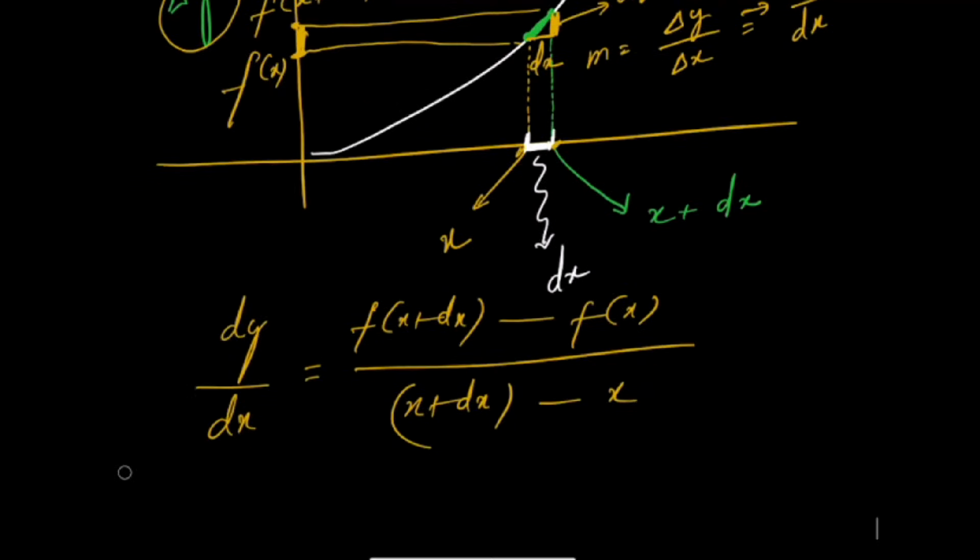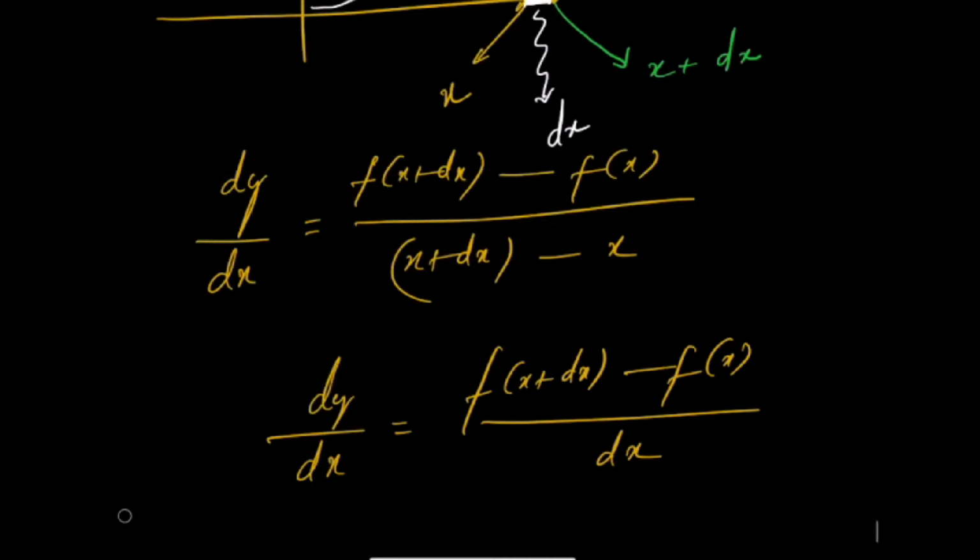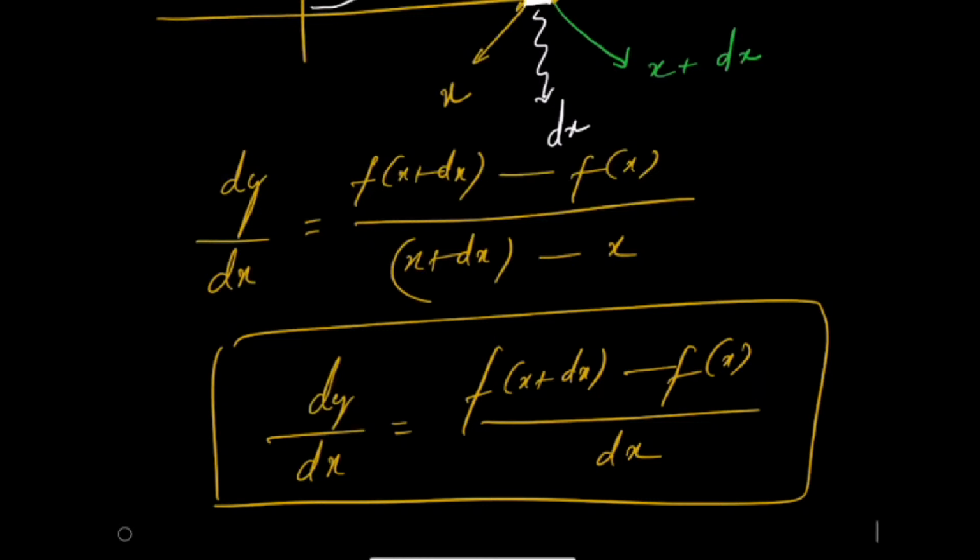So what will you get? dy by dx equals f of x plus dx minus f of x, by dx. Okay, so this is the fundamental equation for differential calculus. So how do you find the derivative of any function y equals f of x? You write f of x plus dx minus f of x, by dx.